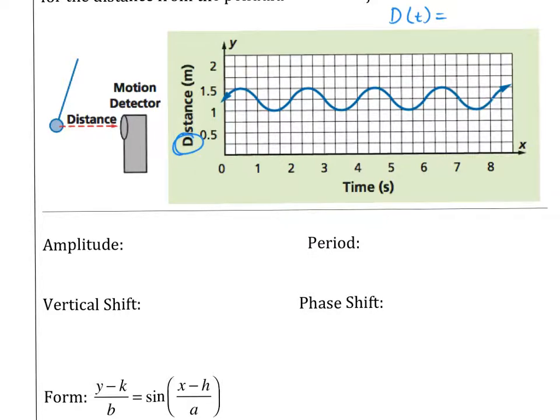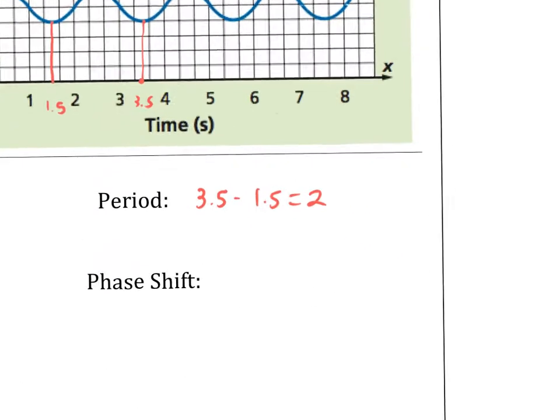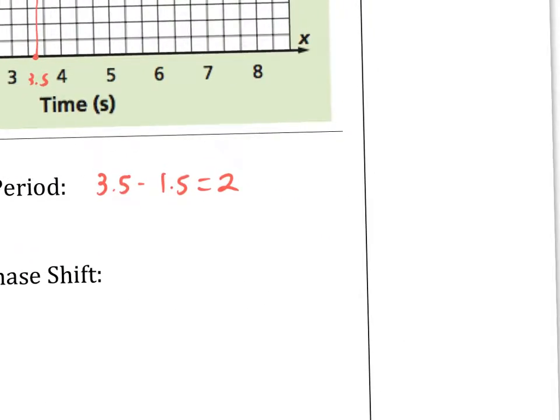Let's start with period. It doesn't matter if you go from high to high or from low to low. In this case, let's go here. So this is 1.5, and this one here is 3.5. So the period is 3.5 minus 1.5, which is exactly 2. Now, what does the period help me find? Remember, the period helps me find the letter A. This is not A, but it helps me find the letter A. So I know that 2 is equal to 2 pi A.